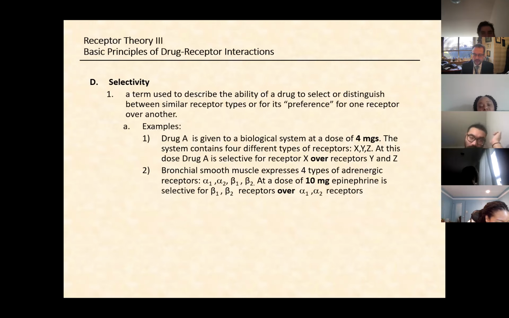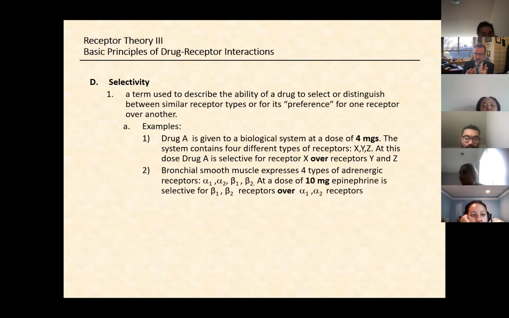So selectivity, as the definition I have up there, is a term or a word that is used to describe the ability of a drug to select or distinguish, okay, between similar receptor types, or for its preference for one receptor over another, okay?